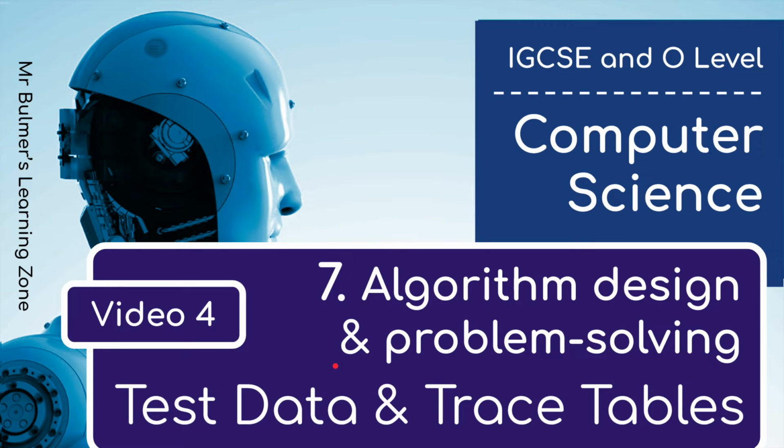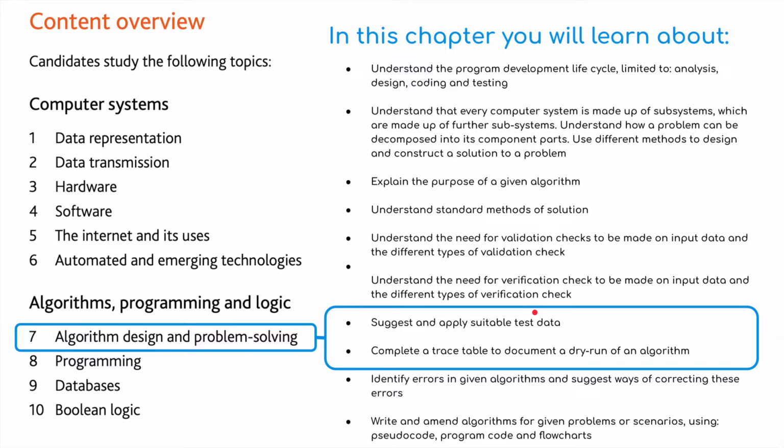Hello and welcome back to video 4, where we're going to be looking at test data, but more importantly, trace tables. Trace tables. This is part of topic 7, algorithm design and problem solving for the IGCSE in computer science. As you can see, we need to suggest and apply suitable test data, but we've got a completed trace table to document a dry run of an algorithm, and we'll do flowcharts and we'll do pseudocode for that.